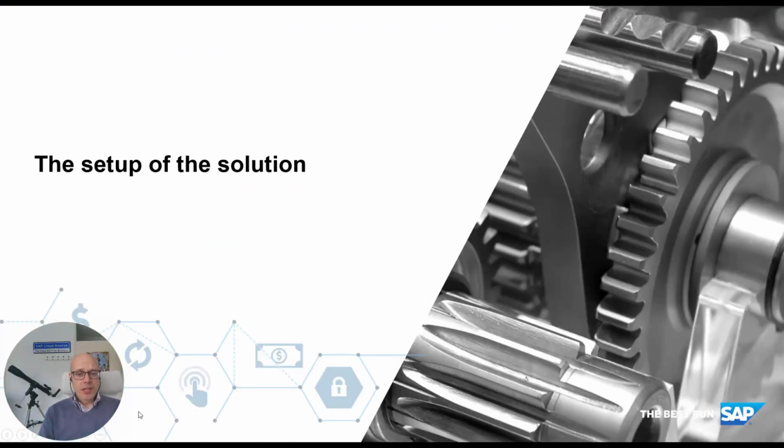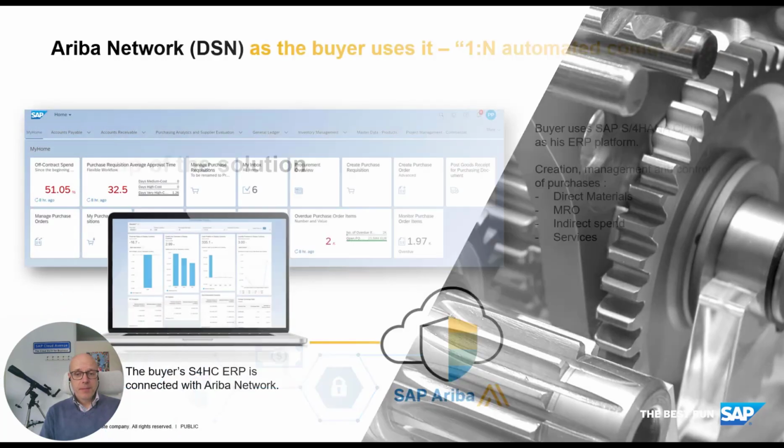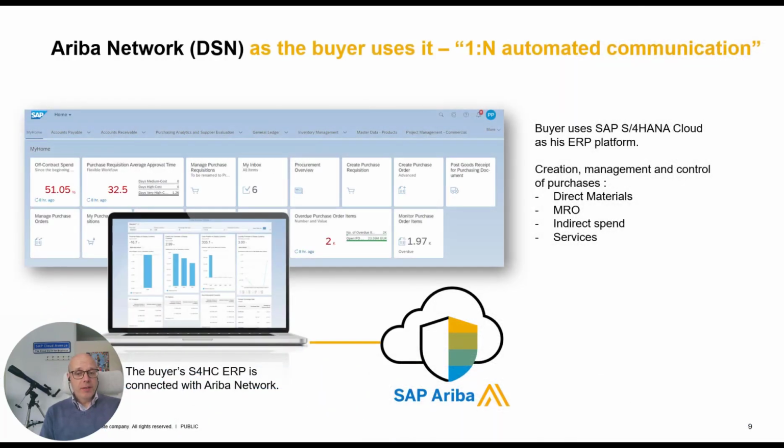So now we have seen the demo. As a last step, let's explain what the architecture is. What is the setup of the solution you've just seen? To start with, the buyer's S/4HANA Cloud system is connected to the Ariba network. S/4HANA Cloud will be used for all kinds of purchases, including direct materials, MRO, and indirect spend, for example, and services.